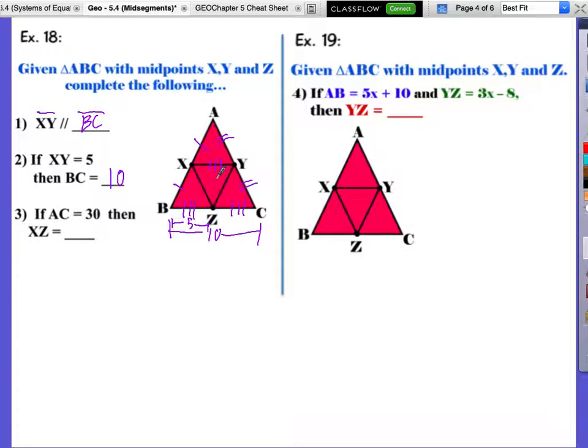So how many marks could I put on XZ? 2, because it's going to be congruent to either of these halves, right? How many marks could I put on YZ? 1. Wait, why is XZ congruent to YC and AY? Well, XZ is going to be half of this, right? Because is XZ also a mid-segment? Yeah, and it's also going to be parallel to this. And it's going to be half the length, which is 2 tick marks in this case.